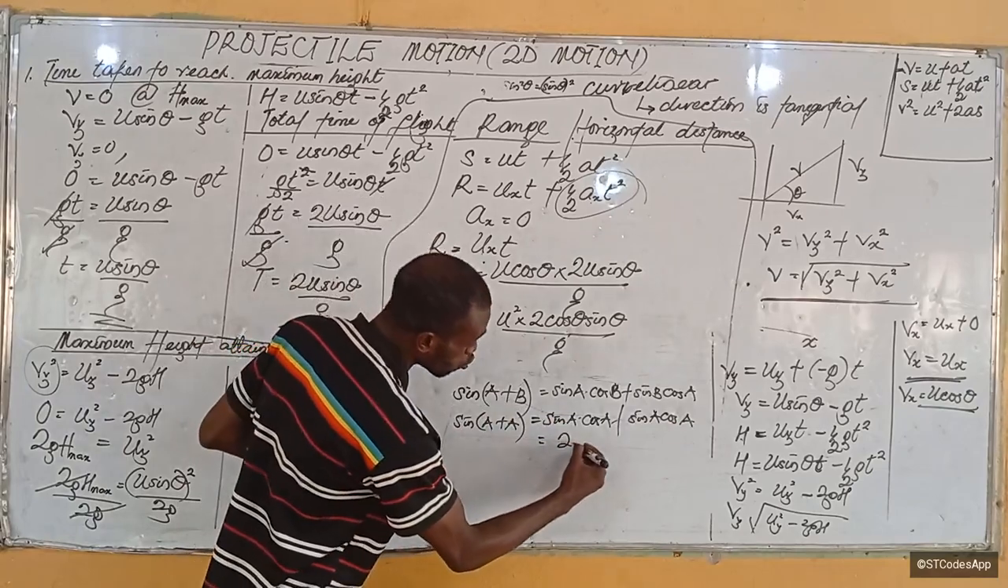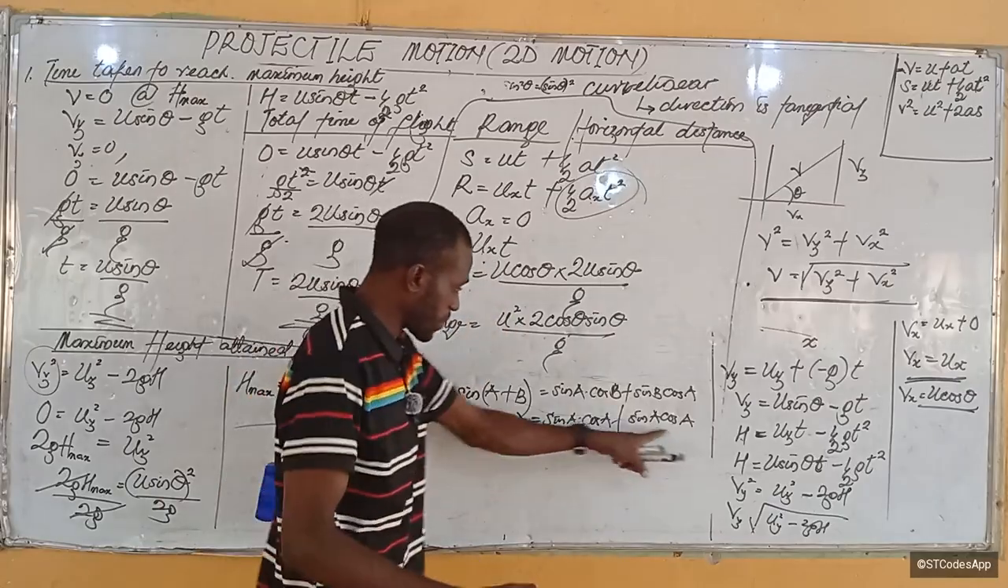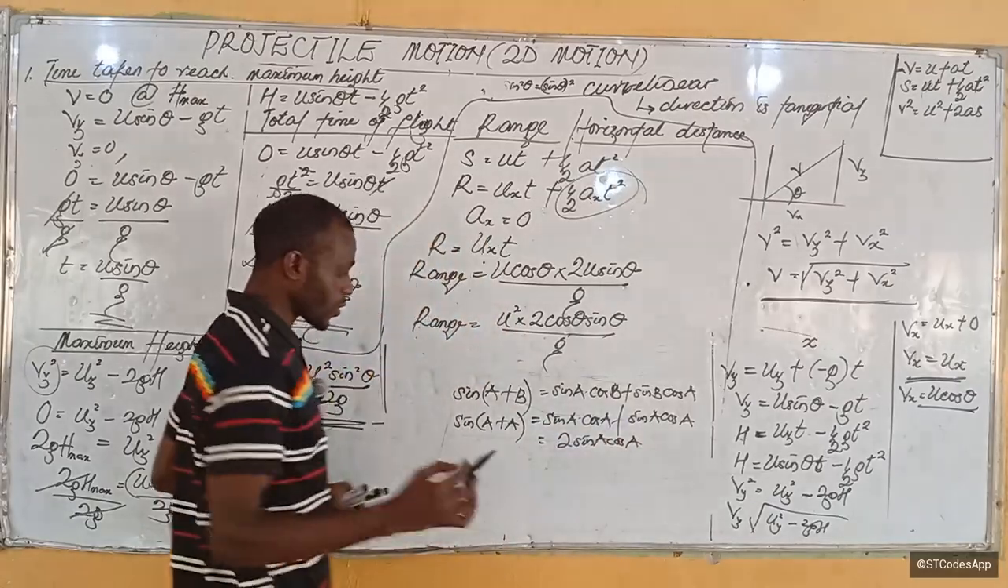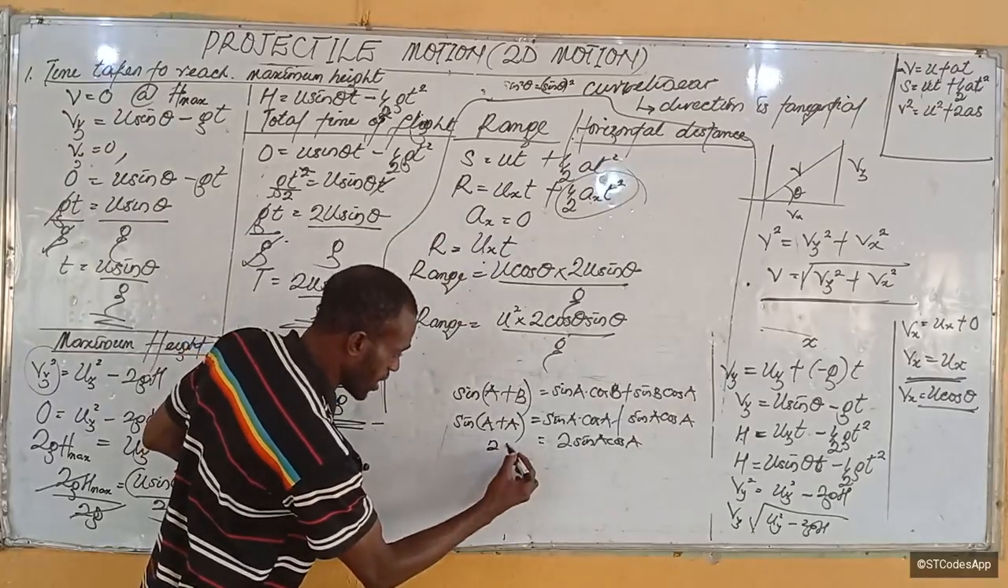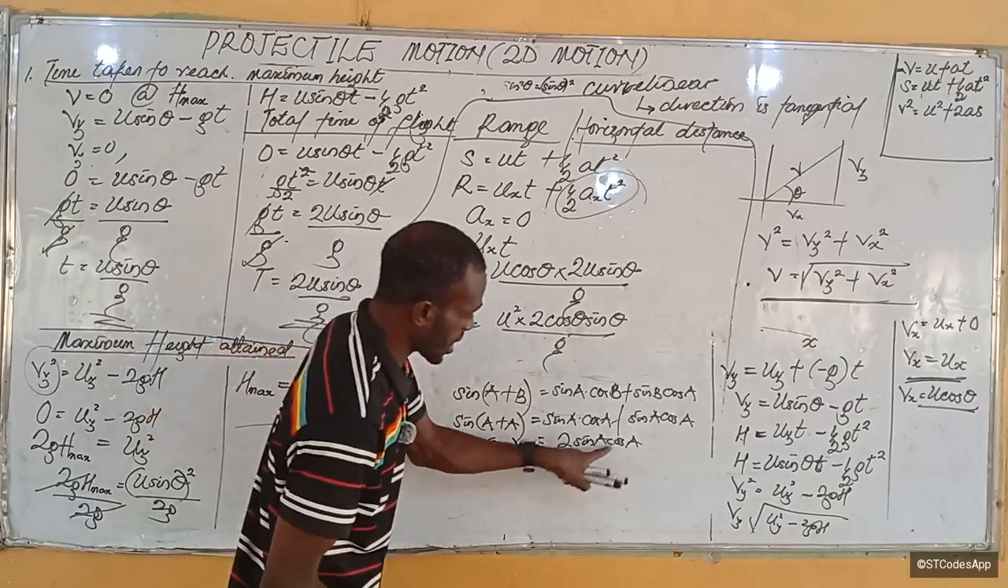So what do we have? We have 2 sine A cos A's. We have this thing appearing twice. Is that clear? So what does that tell you? A plus A is what? 2A, right? So the sine of 2A is 2 sine A cos A.